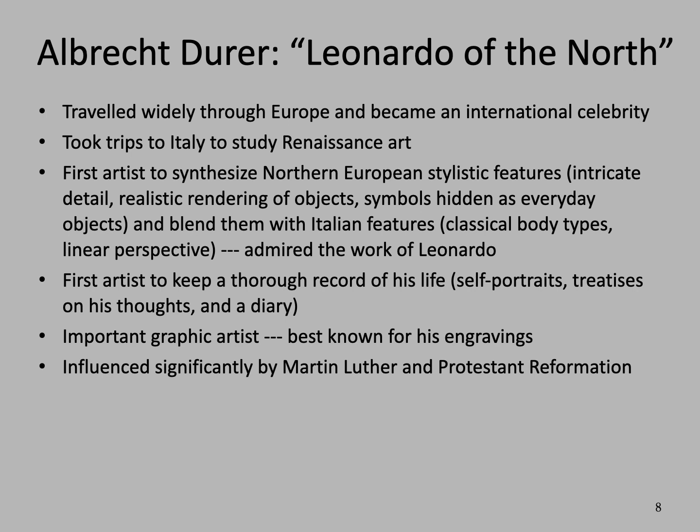Albrecht Dürer was known as Leonardo of the North. He traveled widely through Europe and became an international celebrity. He took trips to Italy to study Renaissance art. He was the first artist to synthesize Northern European stylistic features that included intricate details, realistic rendering of objects, symbols hidden as everyday objects, and blend them with Italian features, which included classical body types and linear perspective.